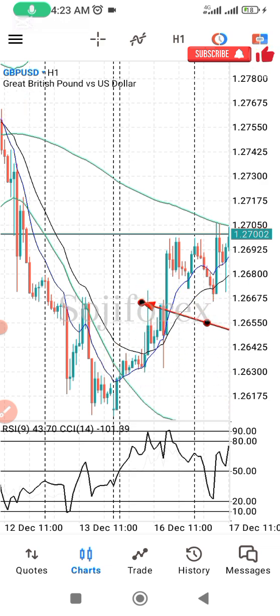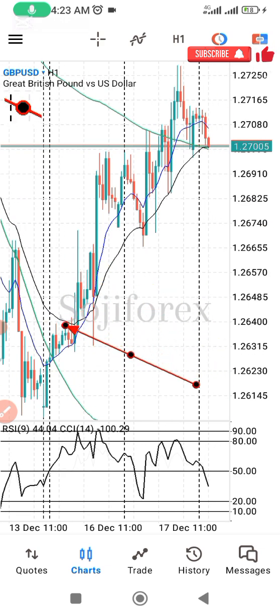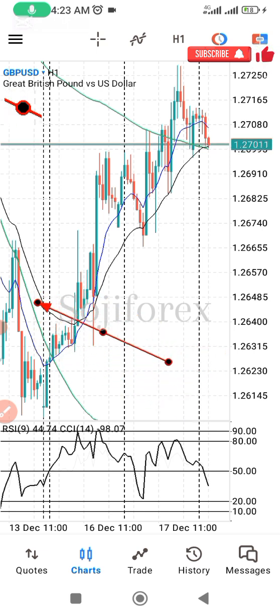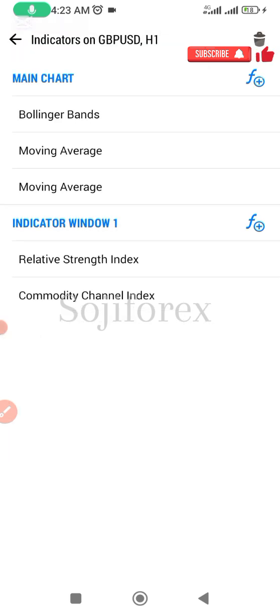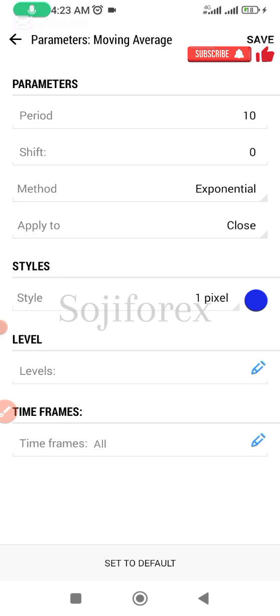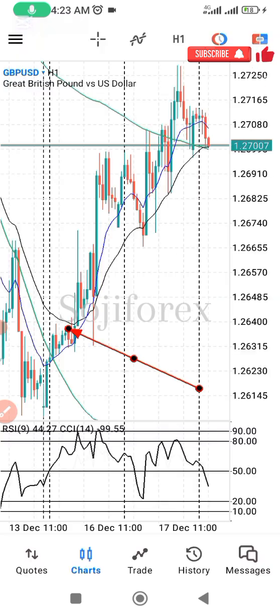Once price is rejected from it, the next thing you should be targeting: price gets rejected from this lower Bollinger Band, closes above this moving average 25. The method is exponential, while the other one is moving average 10 and it is still exponential. So immediately price closes above those moving averages, you should be targeting your buy entry, because price is leaving this zone. Remember, don't just buy, there are other conditions that need to follow.